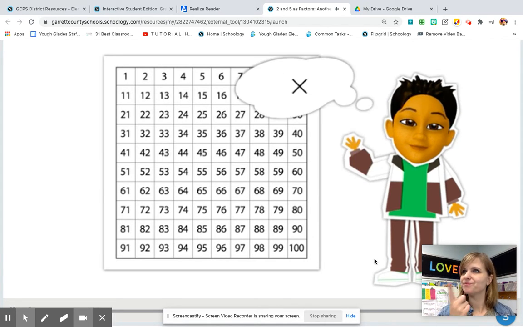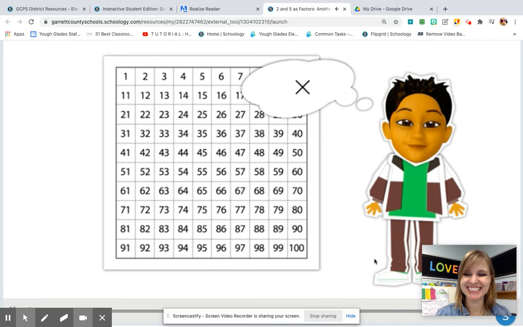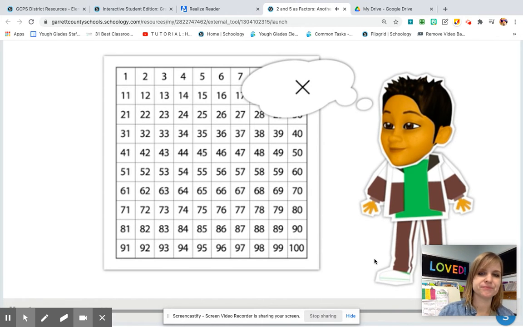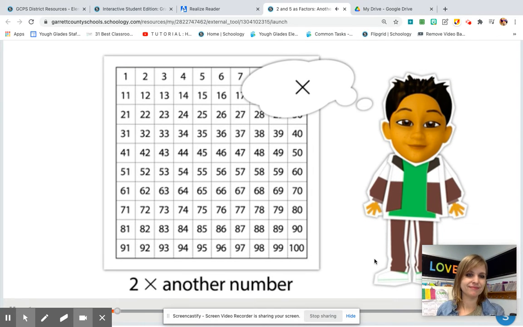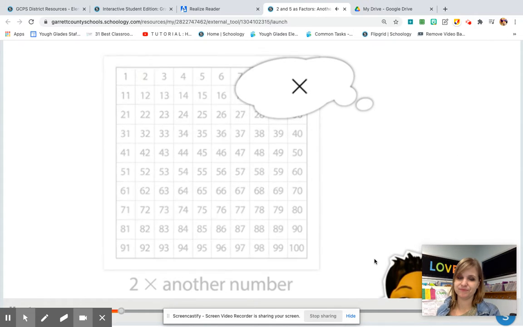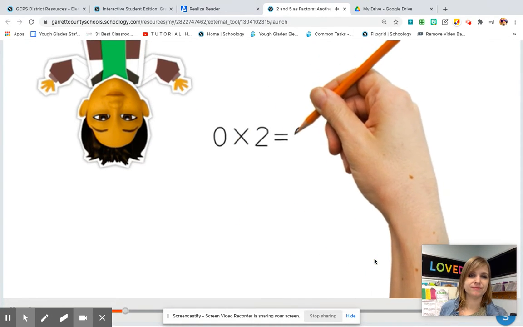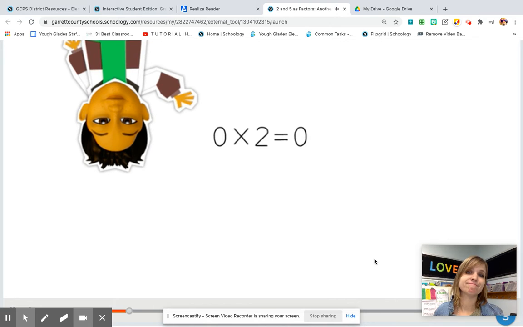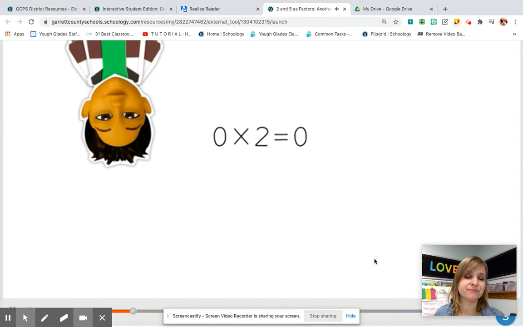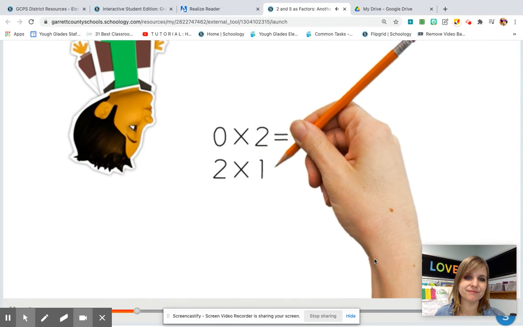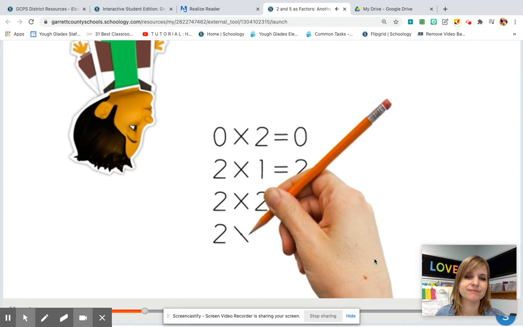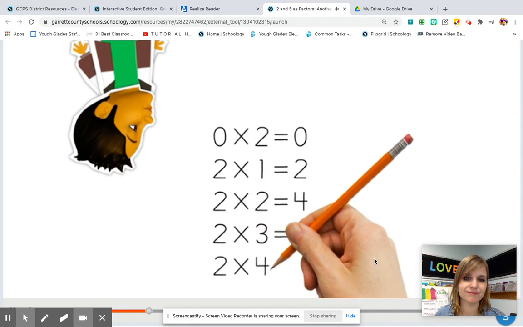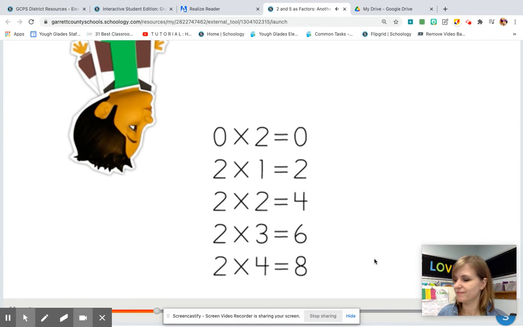Well, it sounds like multiplication. Yes. Right. A multiple is a product of a number with other numbers. Yes. So, if we are looking for multiples of 2, we are looking for the product of 2 times other numbers. 2 times 0 is 0, because anything times 0 is 0. We learned that. Great remembering. 2 times 1 is going to be 2. 2 times 2 is 4. 2 times 3 is 6. 2 times 4 equals 8.